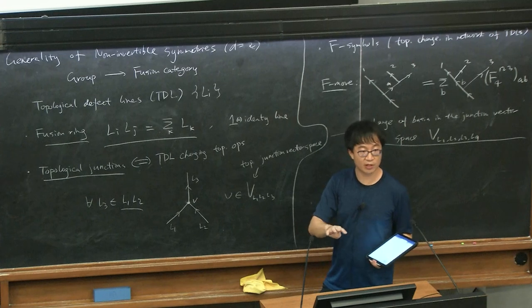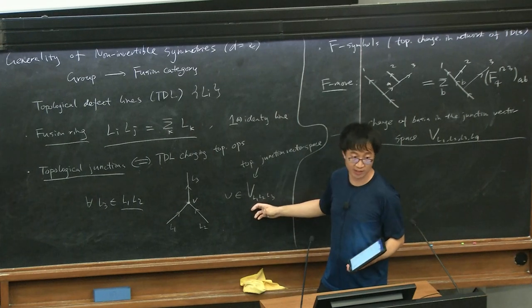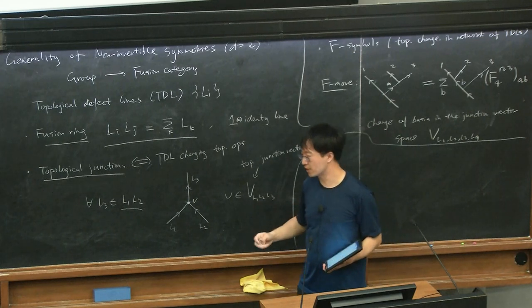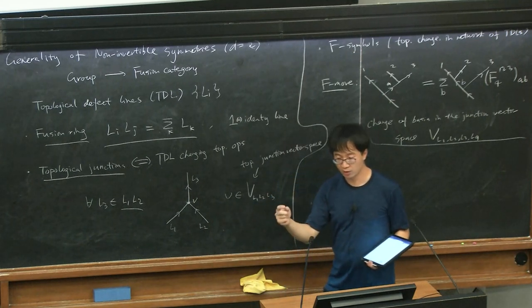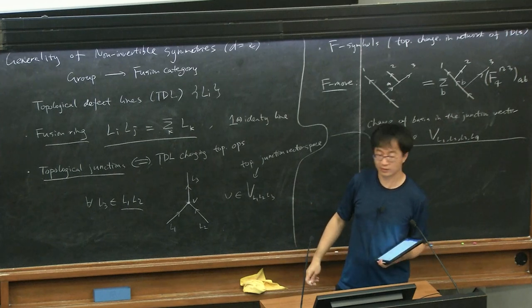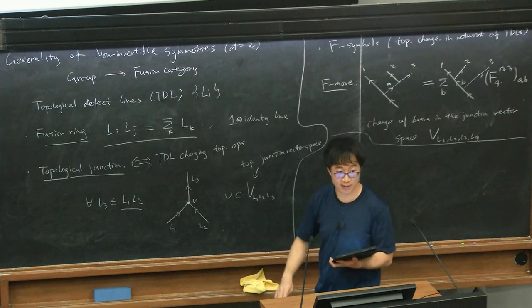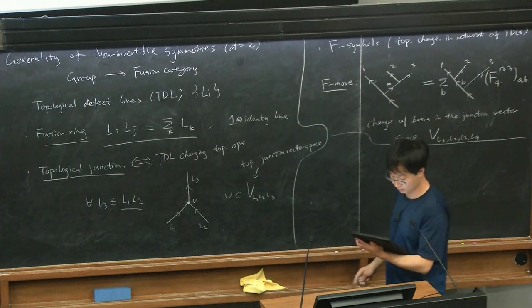Later, we'll give a physical interpretation of how this junction vector space comes about in the two-dimensional CFT. It will be related to the Hilbert space of the two-dimensional CFT on the circle with defect points. And they will be characterized by specific states in that Hilbert space. It's a subspace. We'll make that precise.